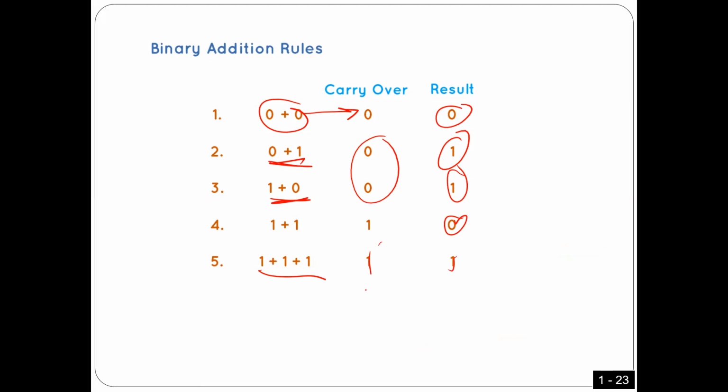By the way, this is not very different from decimal numbers. For example, when you add 1 plus 1, it is 2, but we don't have 2 here, right? So I'm going to make it 0, and then move 1 to the next one, because the weight of this one will be 2. We do the same thing in decimal, by the way.